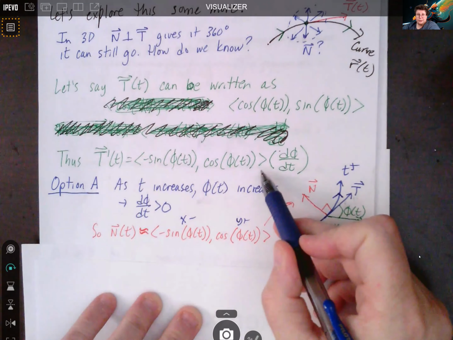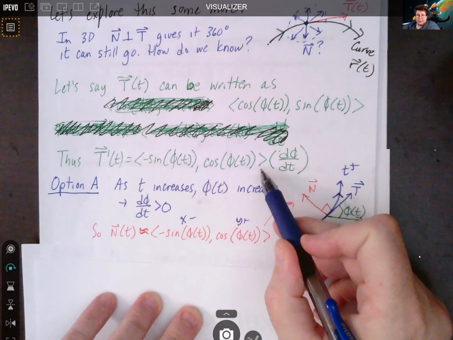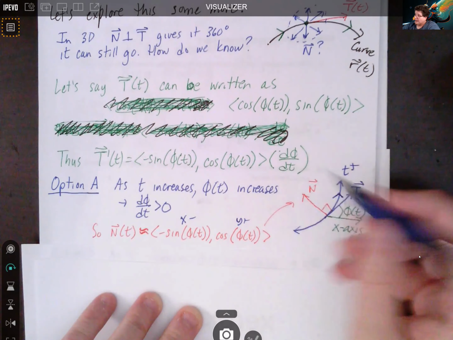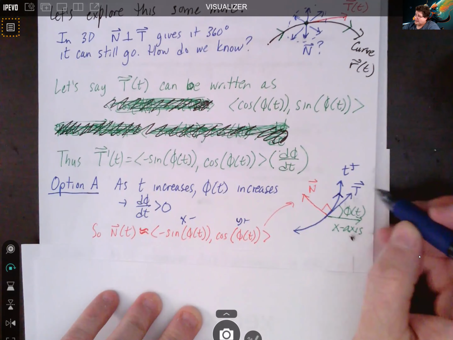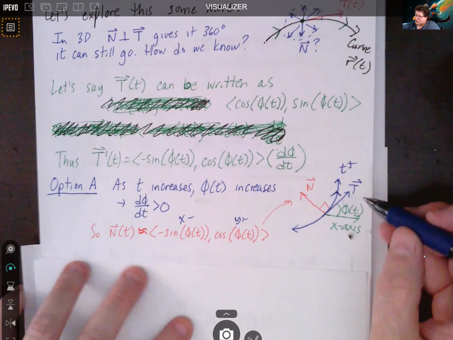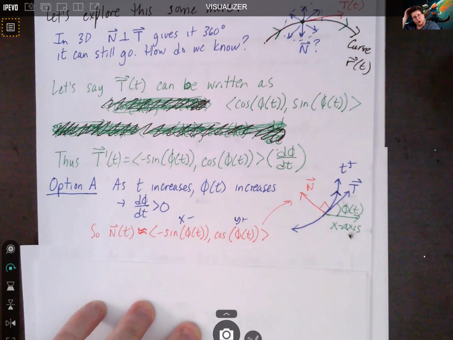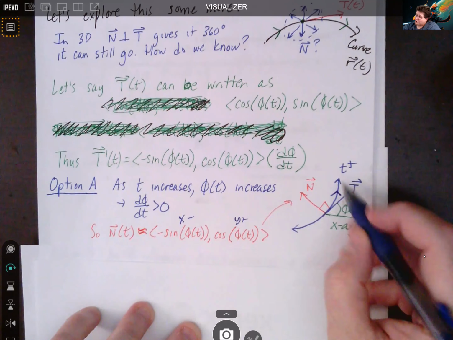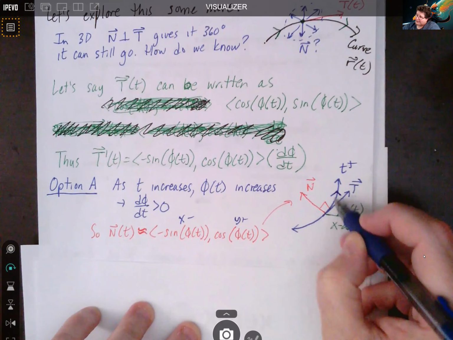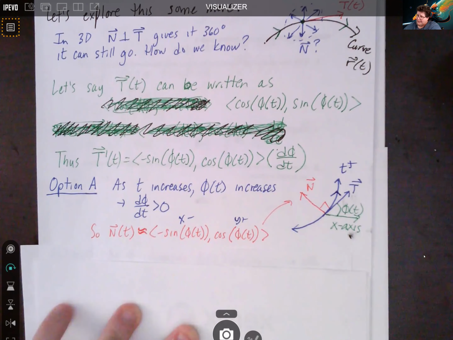Notice there's no z component. So I picked a plane to do it in. And that's how it's always going to be. The normal vector points inward along a curve. Even in three-dimensional space, wherever that curve is, the plane of the curve is right there with t, the normal vector is going inward.